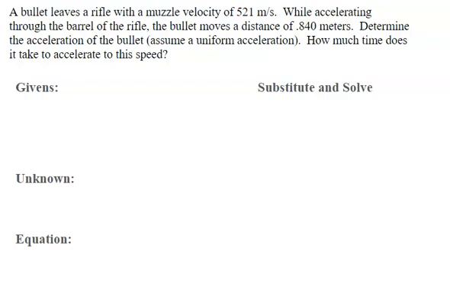A bullet leaves a rifle with a muzzle velocity of 521 meters per second. While accelerating through the barrel of the rifle, the bullet moves a distance of 0.840 meters. Determine the acceleration of the bullet, and how much time does it take for it to accelerate to this speed.